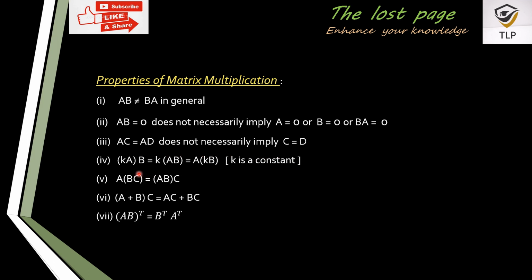Property number 4, kA into B equal to k into AB equal to A into kB, where k is a constant. Property number 5, A into BC equal to AB into C. Property number 6, A plus B into C equal to AC plus BC. Property number 7, AB transpose equal to B transpose A transpose.